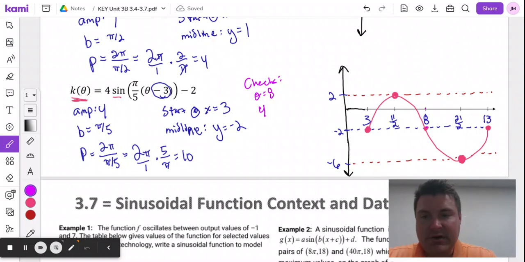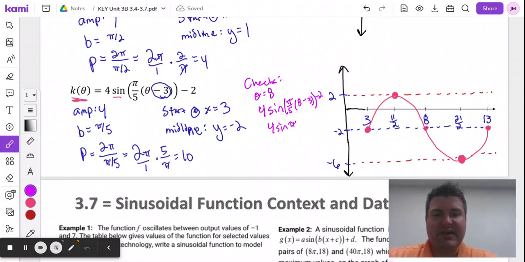So even when plugging in 8 right here, you can always check your answer. You're going to get 4 sine of pi over 5, 8 minus 3, and take away 2. 8 minus 3 is 5, so you're going to get 4 times sine of pi over 5 times 5, cancels out, and minus 2. Sine of pi is 0, so you get 0 minus 2, so you get -2 here. So it checked. You can do that for each one if you have a lot of time, but there you go. That's all the tools you need.